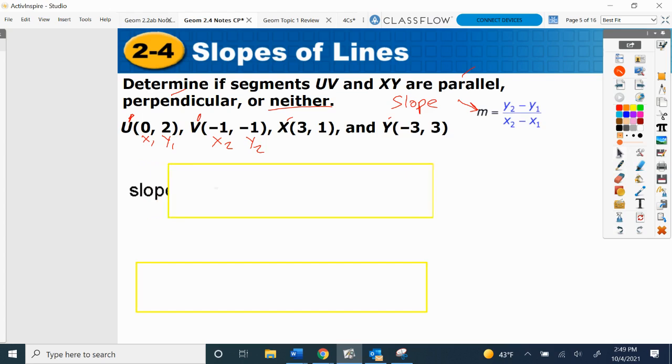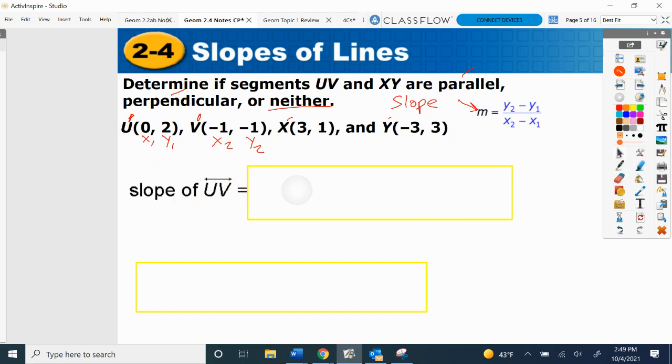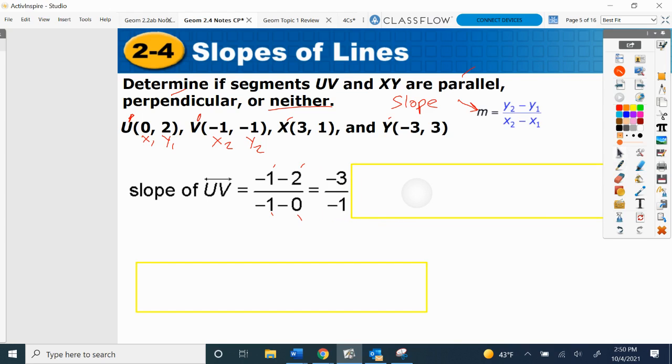Let's take a look. It's already been done for us. So the slope of UV, if we take those numbers and plug them into the slope formula, here's what we would end up with. You've got your y2 minus y1 on top and your x2 minus x1 on the bottom. If you simplify that and work it out, you would get -3 over -1, which simplifies down to just +3. So there's our slope calculation for UV.